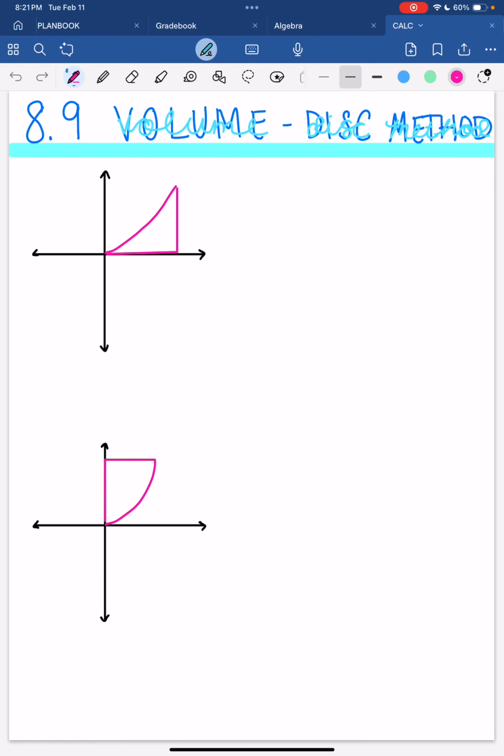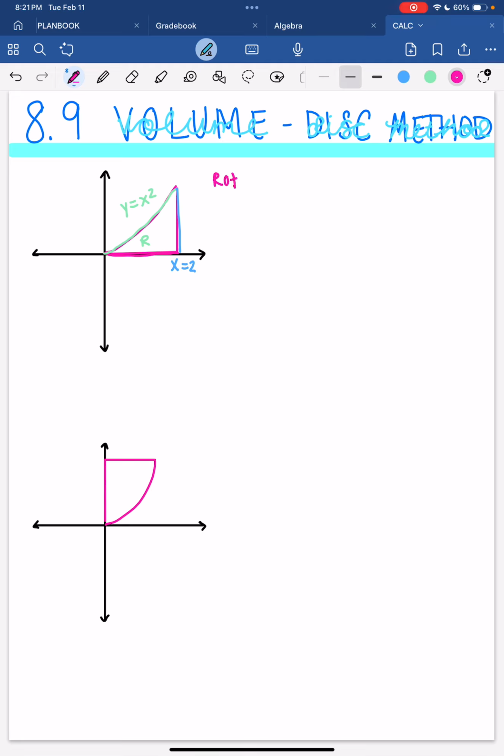So today we're going to talk about finding the volume using the disk method. Okay, so you can see right here, I have a region that we're going to call R. And it's going to be bound by the curves y equals x squared, x equals 2, and then the x-axis, which I'll just highlight again in pink. And we are going to rotate it about the x-axis, okay?